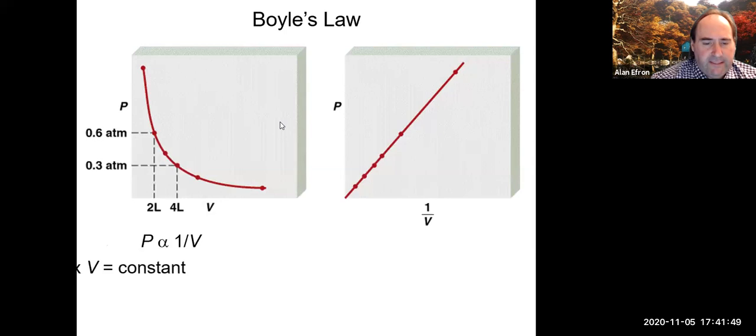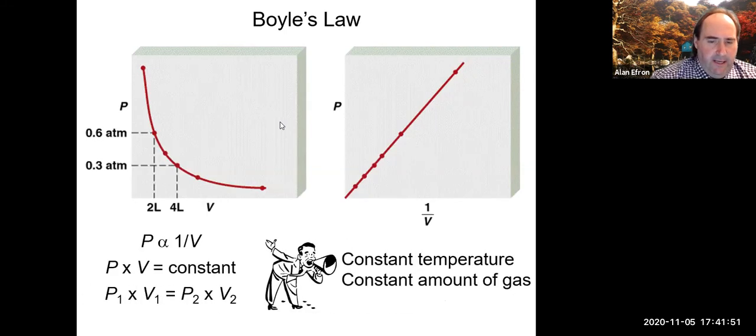And we can actually see it here in these two graphs as well. On the left, as the pressure goes up, we have a very small volume. As the pressure goes down, we have a much larger volume. Again, here's our inverse relationship: one goes up and the other goes down.